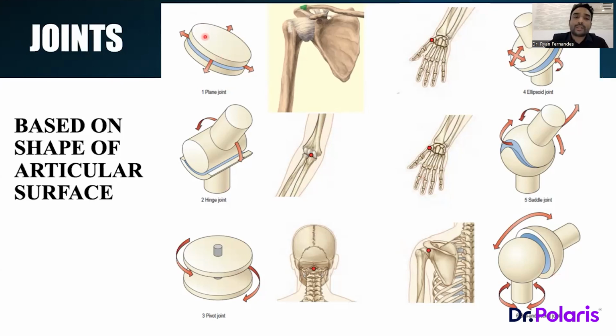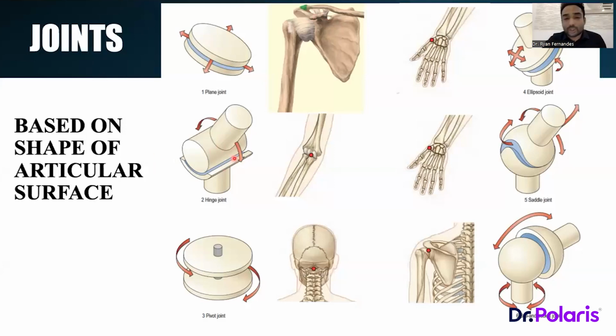So a plane joint is a type of joint where two flat surfaces come in contact with each other. That is known as a plane joint. The acromioclavicular joint is a typical example of a plane joint. The movement here occurs only in one axis. Remember, in plane joint and hinge joint, the movement occurs only in one axis. So plane joint, example is acromioclavicular joint.